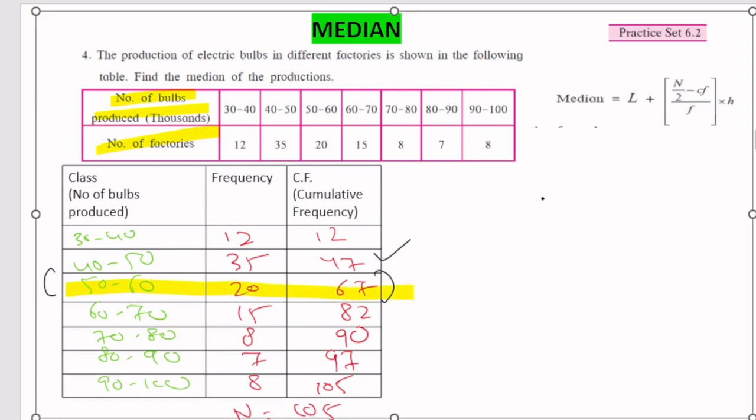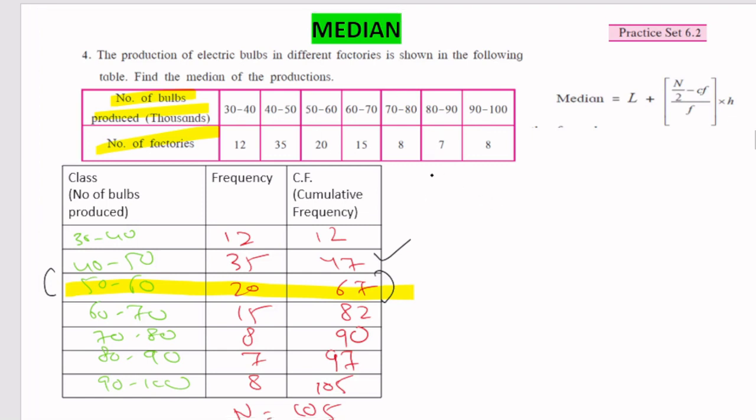Quickly write all the values. What are those values? N is how much? We already figured out, 105. Your L is how much? Lower limit of this particular class, so L is 50. CF is previous, so 47. F was 20 and h is what? 10. Perfect. Now substitute in the formula and get the answer.